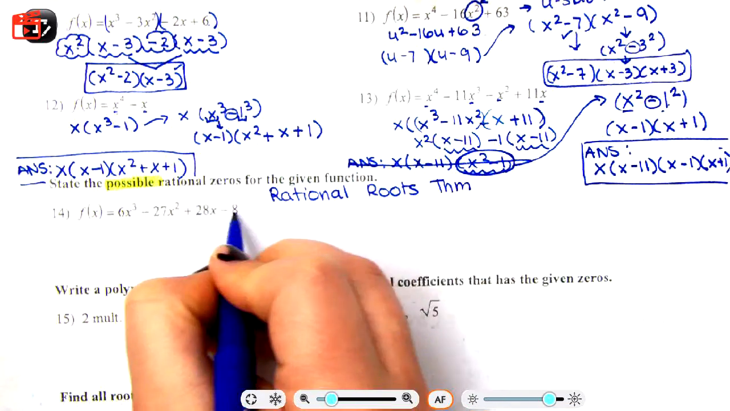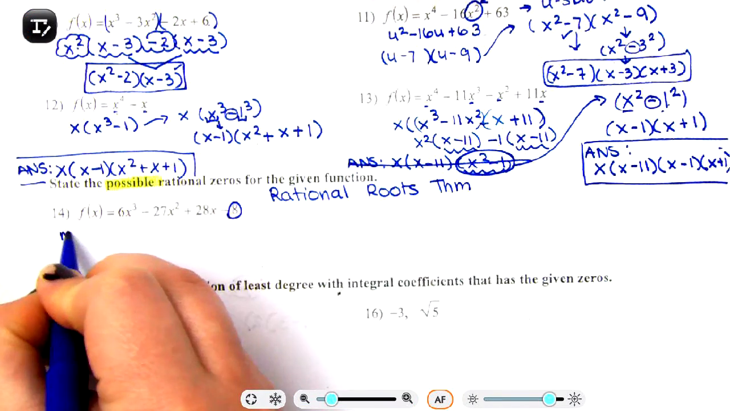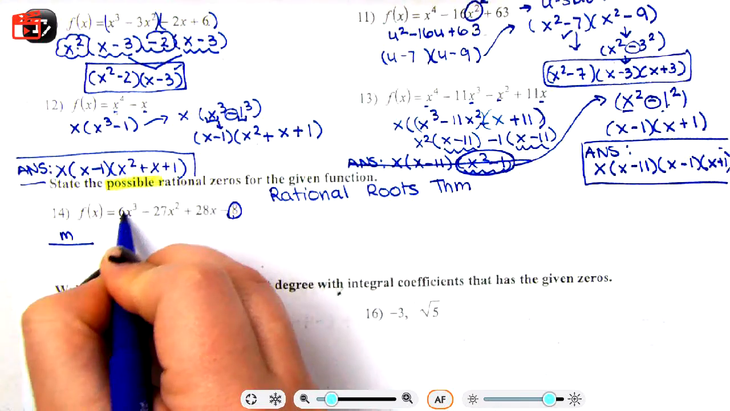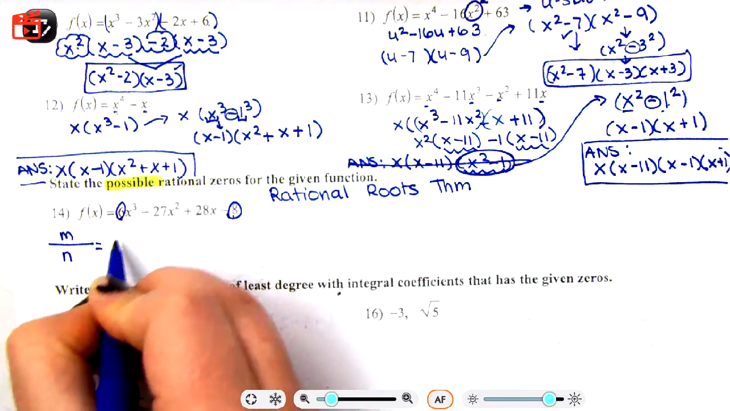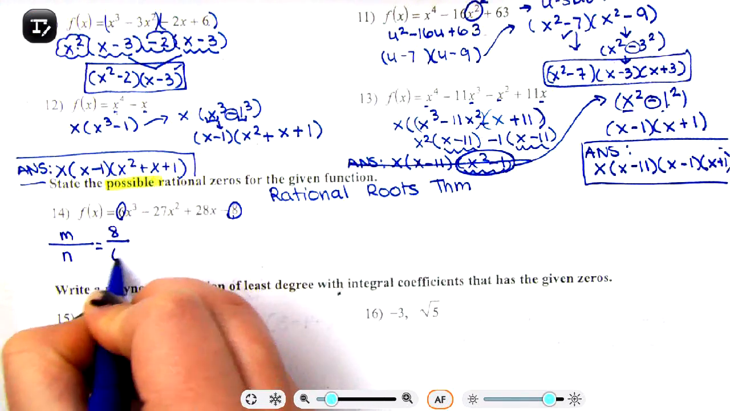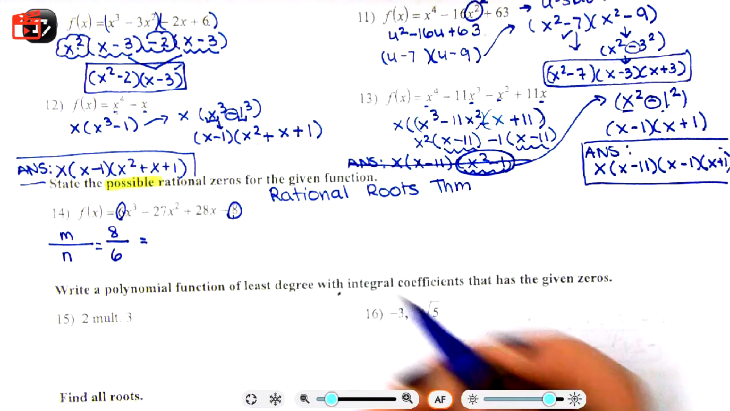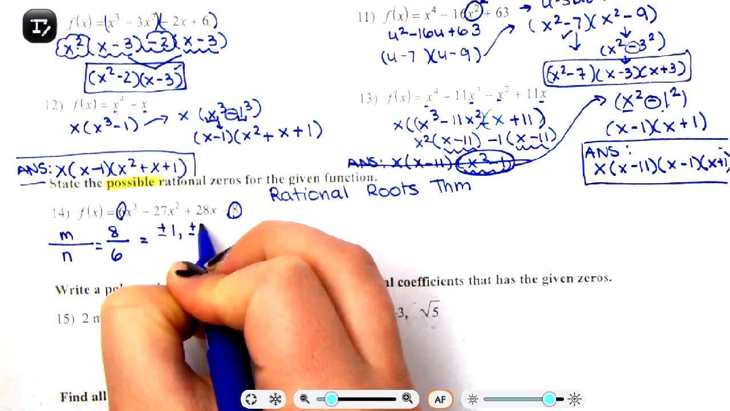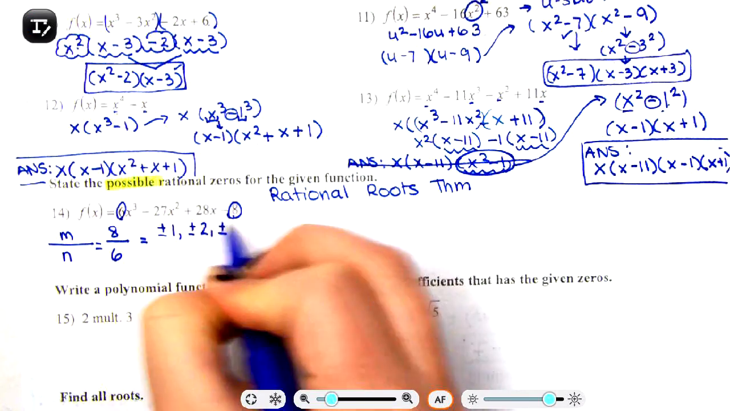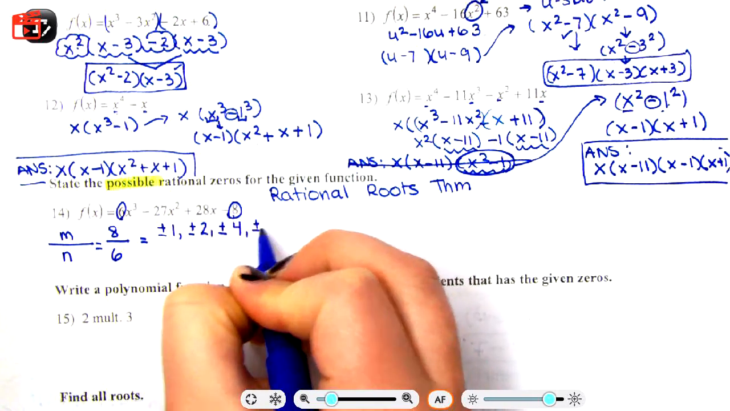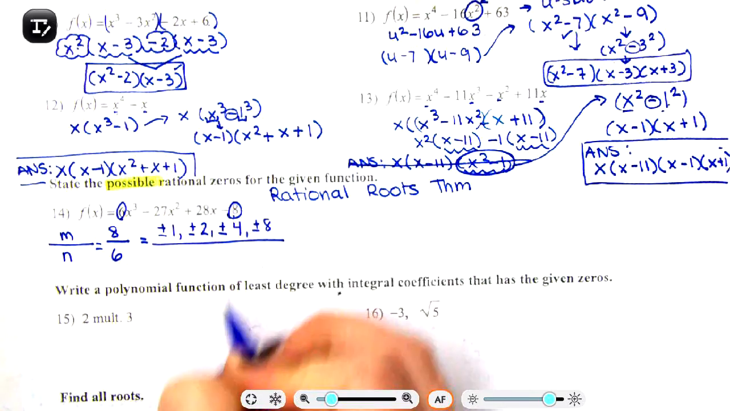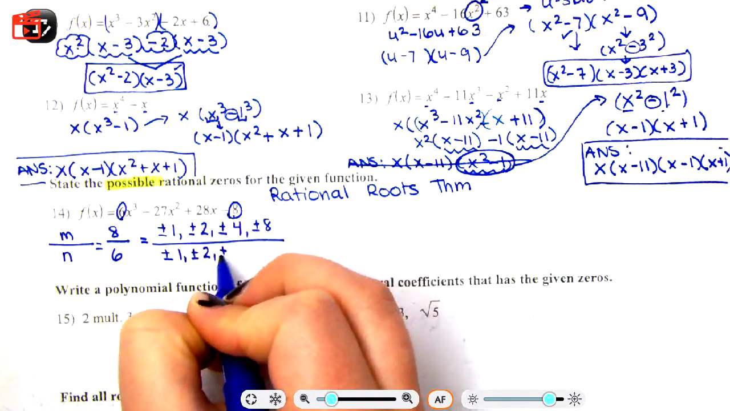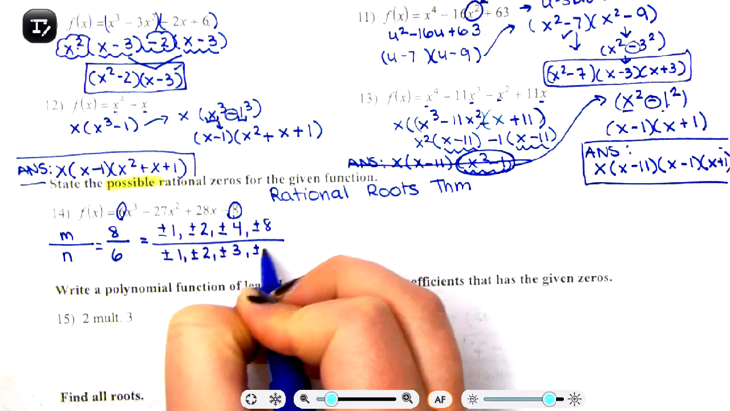which states take the constant over the coefficient and give me all of the factors of those. So in this case, we have plus or minus 1, plus or minus 2, plus or minus 4, plus or minus 8. Factors of 6 is plus or minus 1, plus or minus 2, plus or minus 3, plus or minus 6.